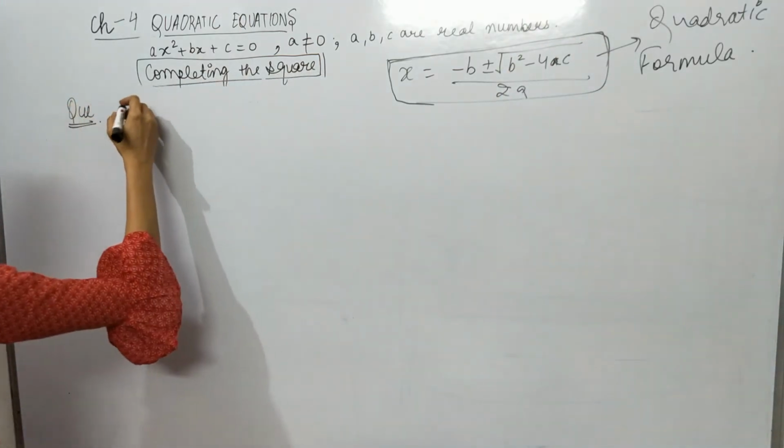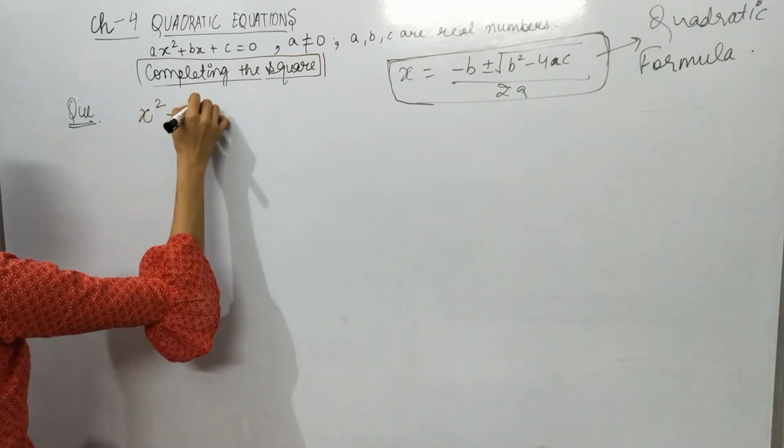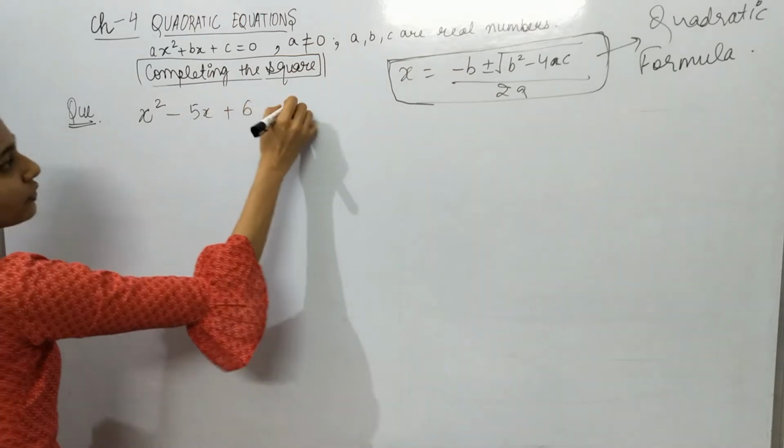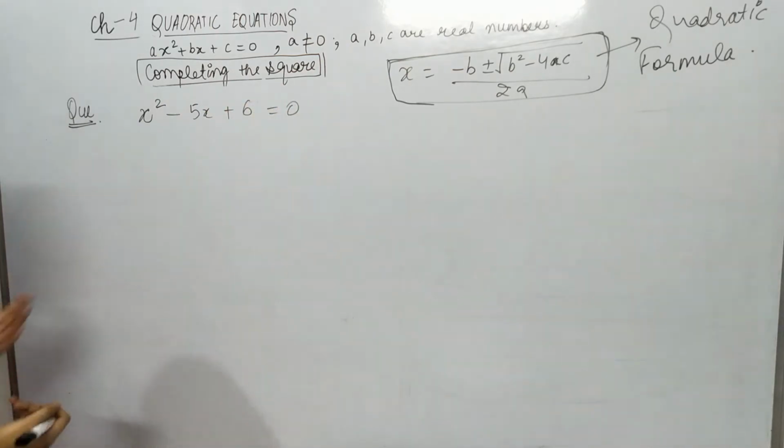The question is, let us take x square minus 5x plus 6 equal to 0. The same quadratic equation we have done by middle term splitting.